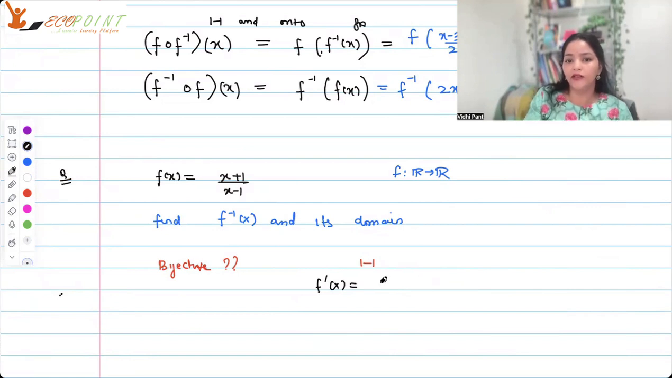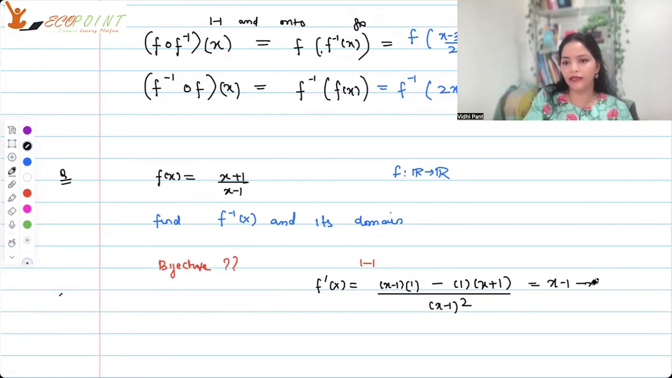Let's just do that. So (x minus 1) as it is. Derivative of x plus 1 is just 1, minus the derivative of x minus 1, which is just 1, into (x plus 1). Whole thing upon (x minus 1) square, which is equal to, if you observe, (x minus 1 minus x minus 1) upon (x minus 1) square. So this cancels, and what you see is that this is strictly less than 0 for all x not equal to 1.